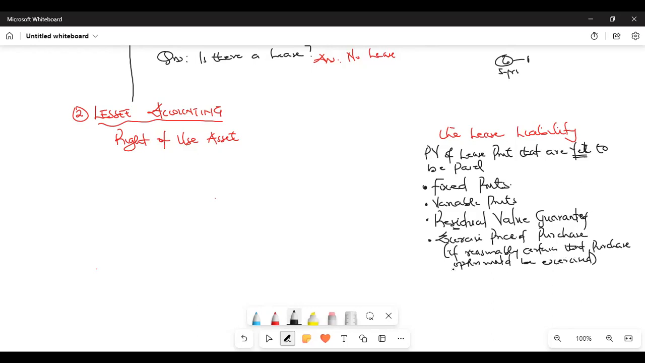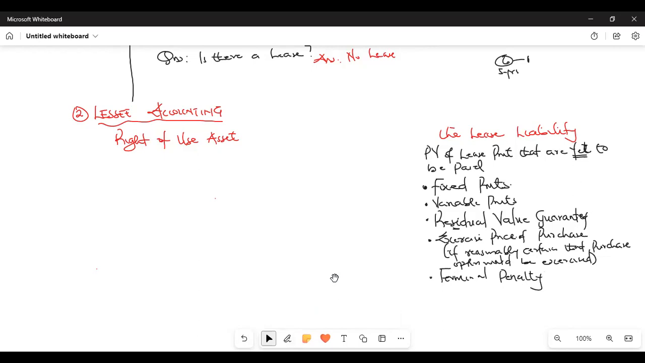Then the last one will be any terminal penalties. If you know you are going to cancel the contract, then any penalty ahead of you, you PV it too. Now, all this, we are saying that you PV.